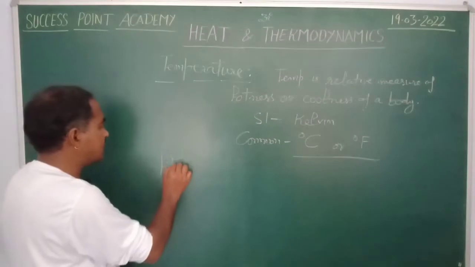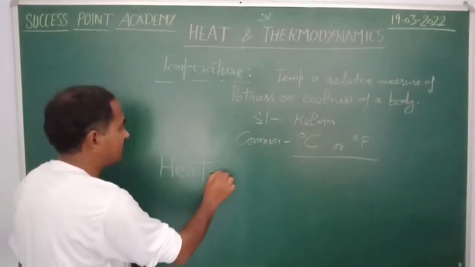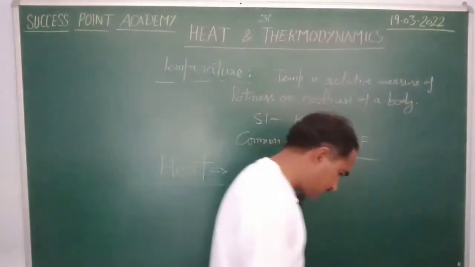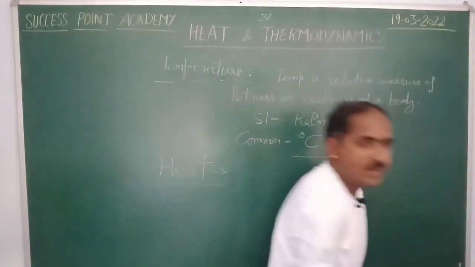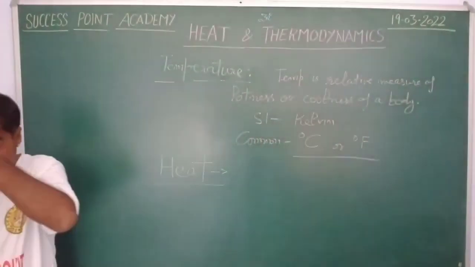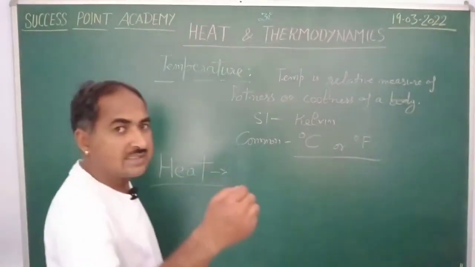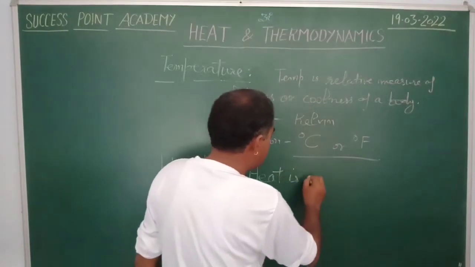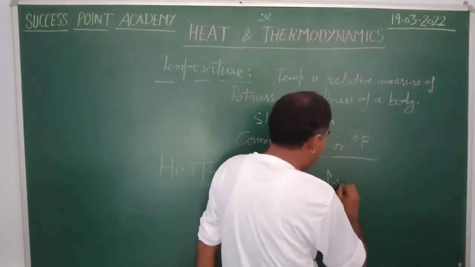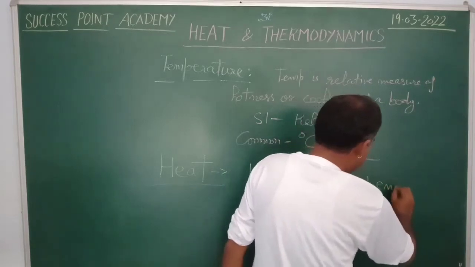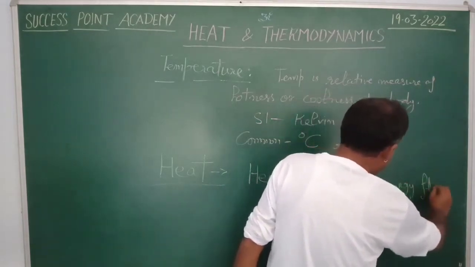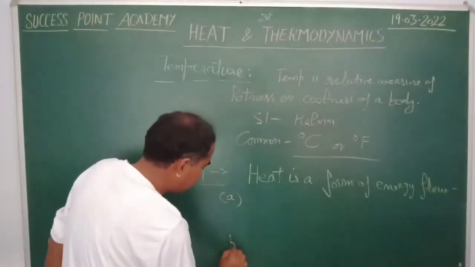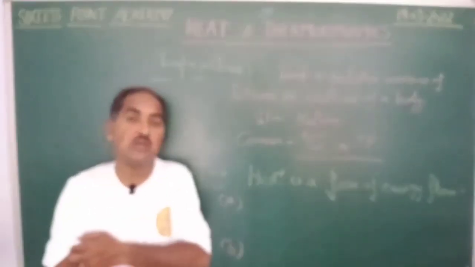Second phenomenon is heat. Guess how you will define heat in easy terms. Heat, shabash. Heat is a form of energy flow. Yes, heat is a form of energy flow. But how? The question is how. So there are two things in this, how this energy flow takes place.